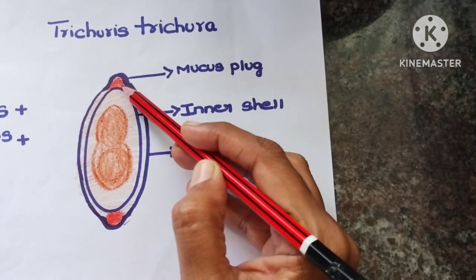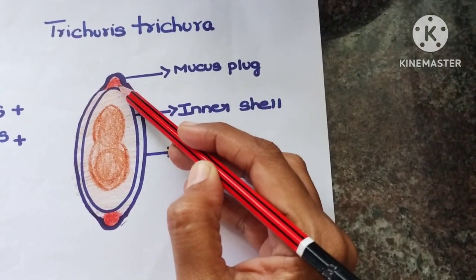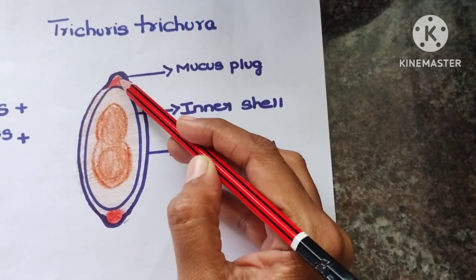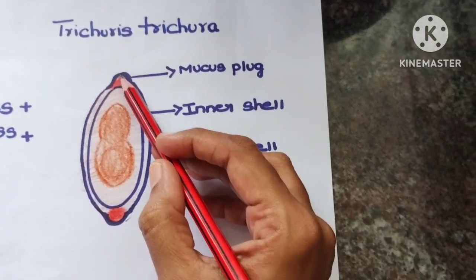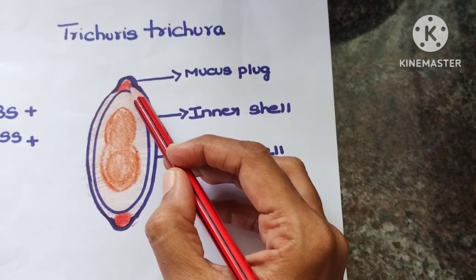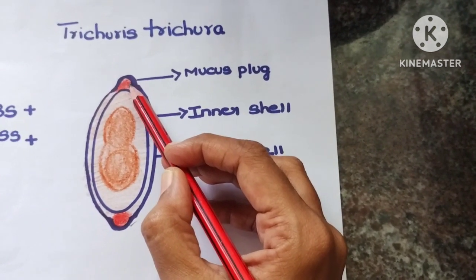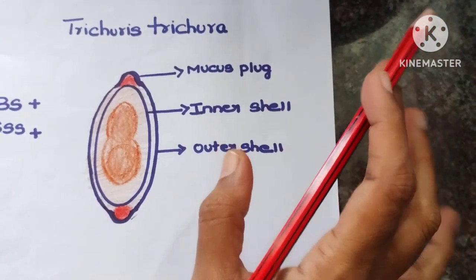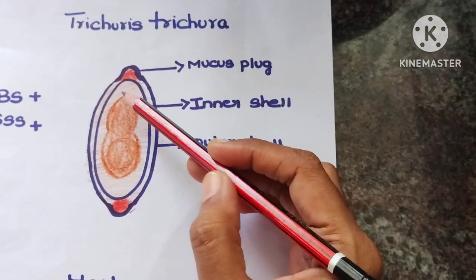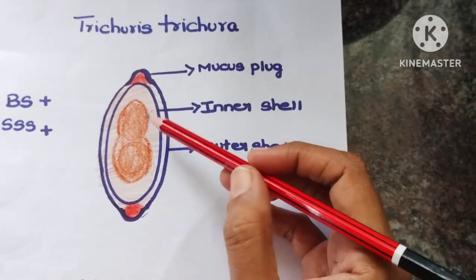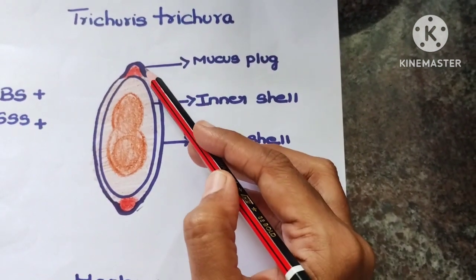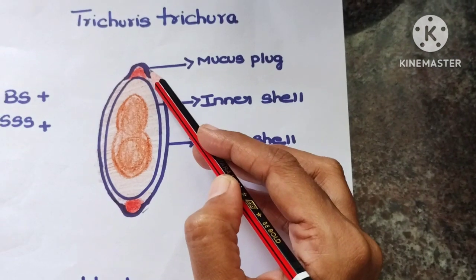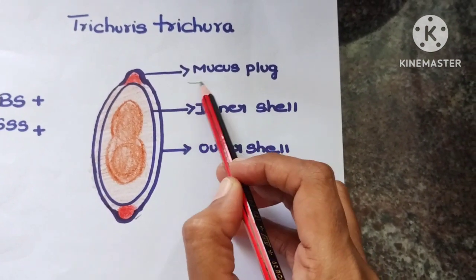So this is the only differentiating point for Trichuris trichiura. There will be a mucus plug at both the ends. With this we can easily differentiate it from the other eggs of the parasites. It is usually oval in shape, with an outer and inner membrane. So the key point here is the mucus plug.